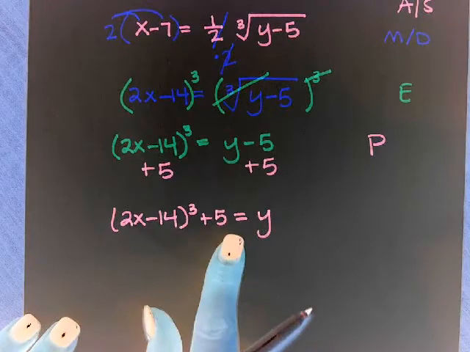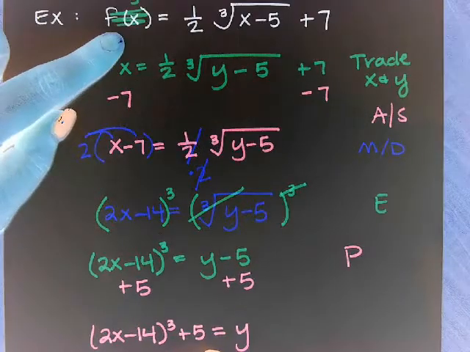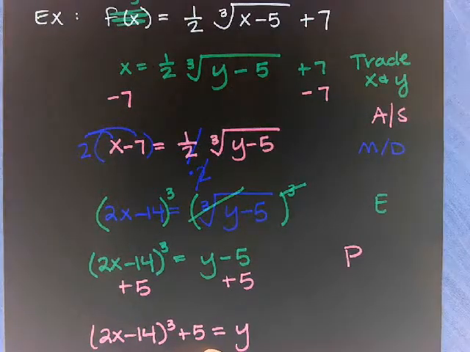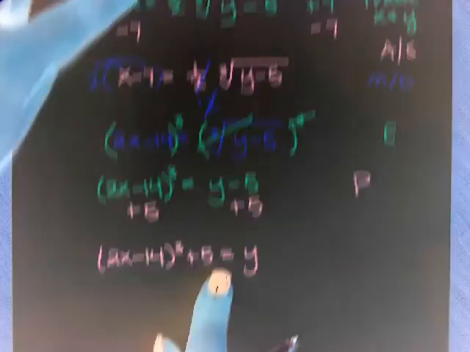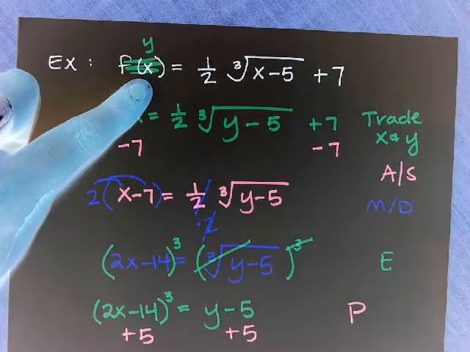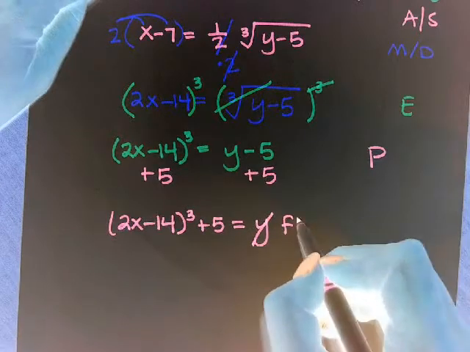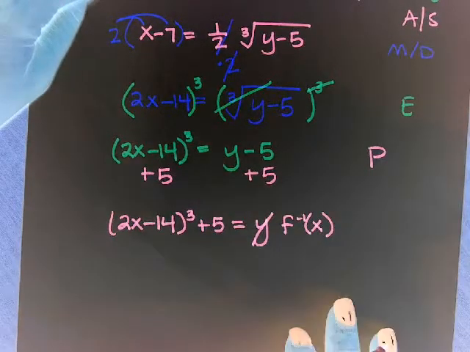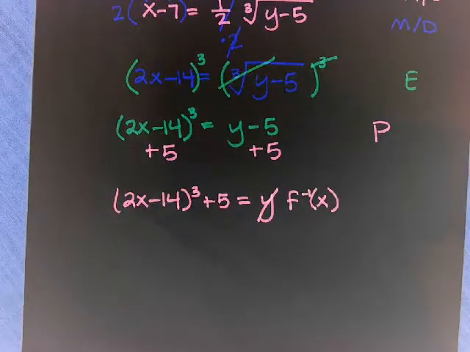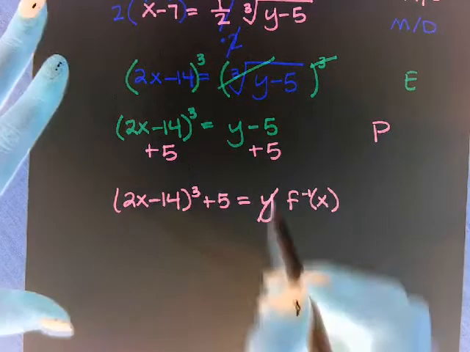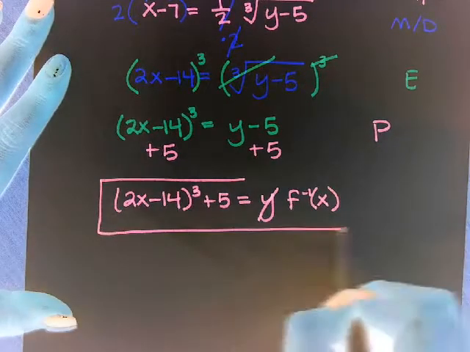And I have to compare this notation with the original problem. So the original problem said f of x. Our notation says y. So how should we change this to make it match the original problem? So we're going to say f inverse of x. Instead of writing y, we're going to say f inverse of x because we're making the notation match.